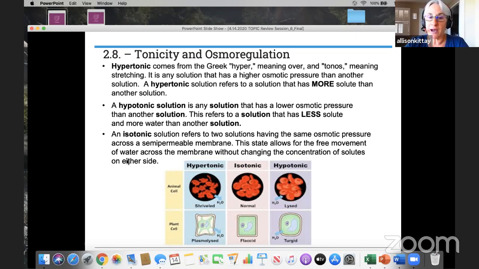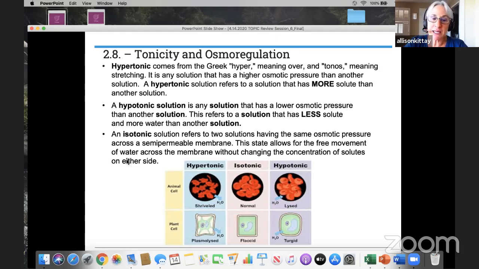And when you have that, it allows for the free movement of water across the membrane without changing the concentration of solutes on either side. So there's movement, but you're not changing the solute concentration. My image shows you both an animal and a plant cell in the three different kinds of solutions. So let's look at hypertonic first.